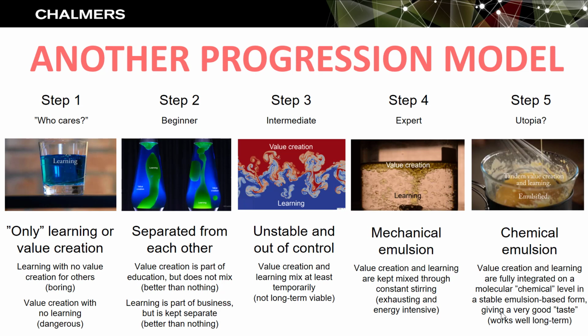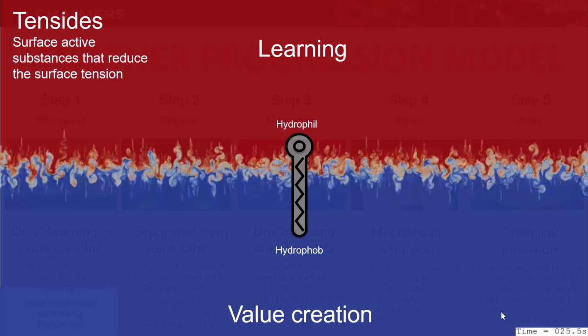So, is there a step 5? Or is it utopia? Can we find some chemical emulsion where value creation and learning are fully integrated on a molecular chemical level in a stable form, giving this very good taste that we are after here, and making it work long term? Is it possible? That's something that I'm looking at now.